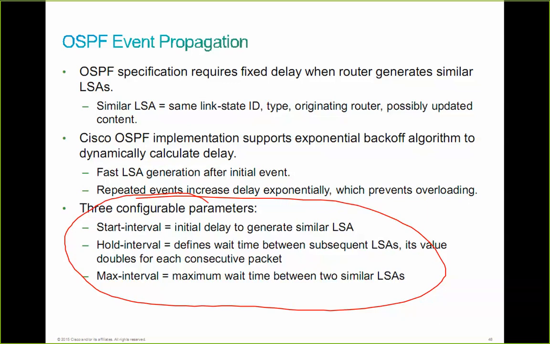So let's say, for example, I've set my max interval to 10,000 milliseconds. I know my hold interval is 5,000 milliseconds, and I know my start interval is 0 milliseconds. My initial generated LSA gets sent out at 0 milliseconds. The minimum amount of time that has to elapse before I send out the next LSA regarding the same information is 5,000 milliseconds. The back-off algorithm says double it each time, whatever the hold interval is.